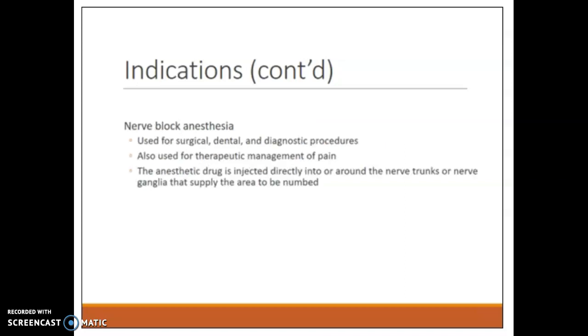Our nerve block anesthesia is also used for surgical, dental, and diagnostic procedures and therapeutic management of pain. Here, the anesthetic drug is injected directly into or around the nerve trunk or the nerve ganglia that supplies the area to be numbed. So this is increasing in popularity with especially spinal injections or the nerve blocking injections due to our opioid crisis and the tapering of long-term opioid use. So there'll be a lot of patients that are going to pain management or pain specialist for the specific type of pain management where they're getting these spinal injections or these nerve blocks.